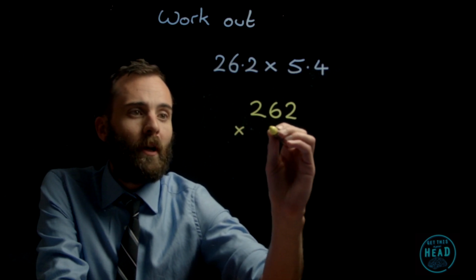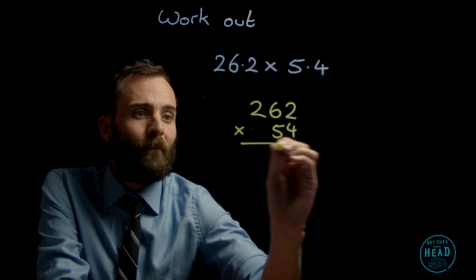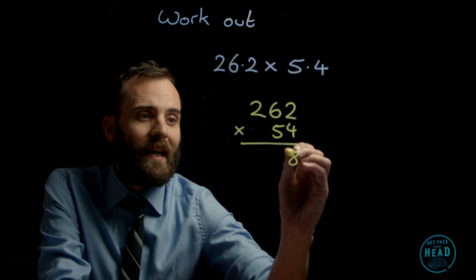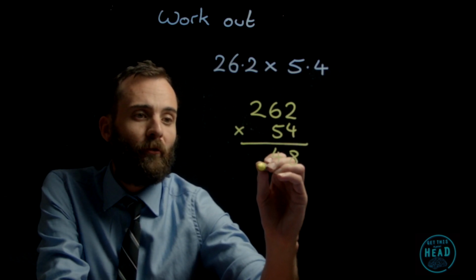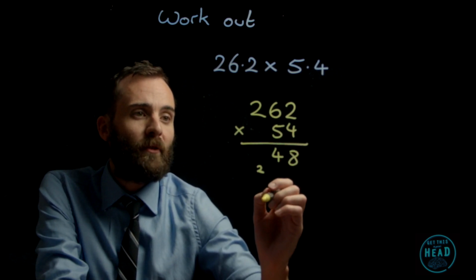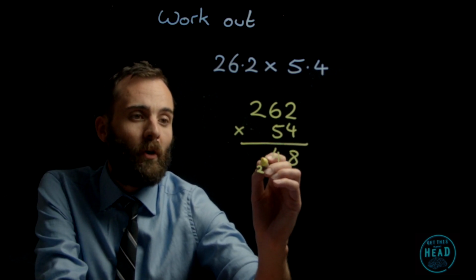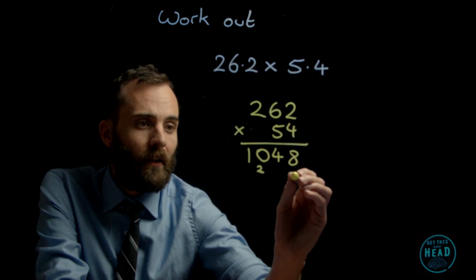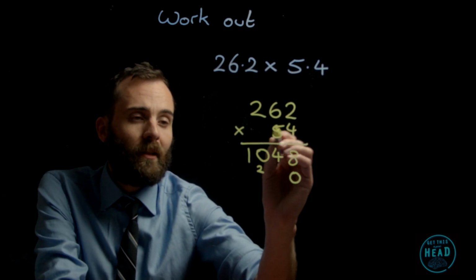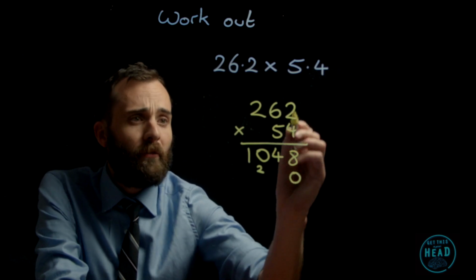262 multiplied by 54. 2 times 4 is 8. 6 times 4 is 24, carry the 2. 2 times 4 is 8, add the 2 on, gives me 10. So 1048. I put in my placeholder there because I'm multiplying by 50 now, not by 5.